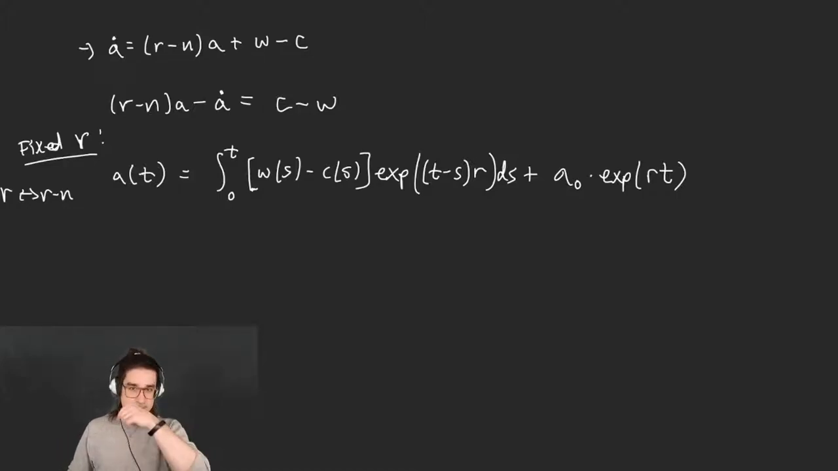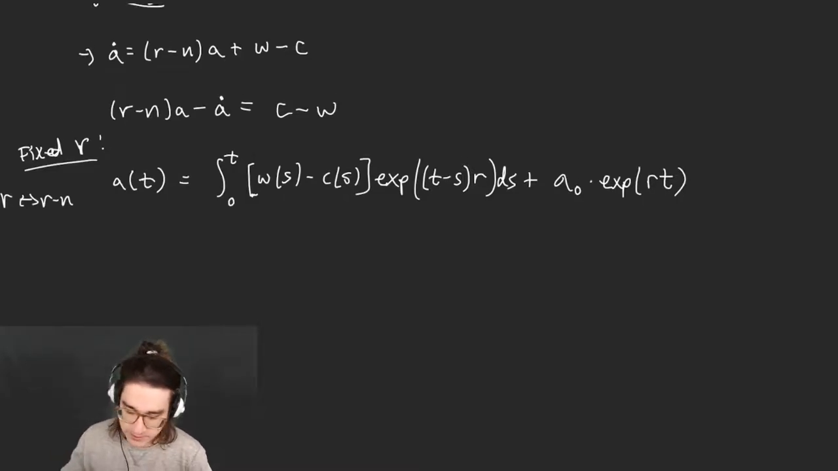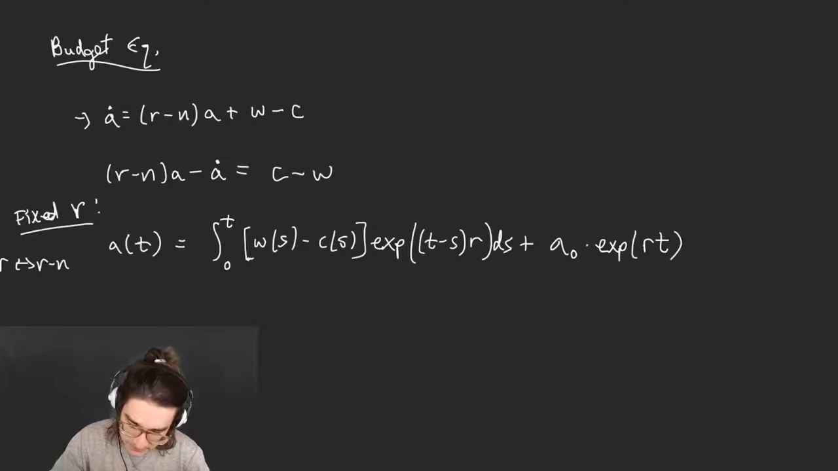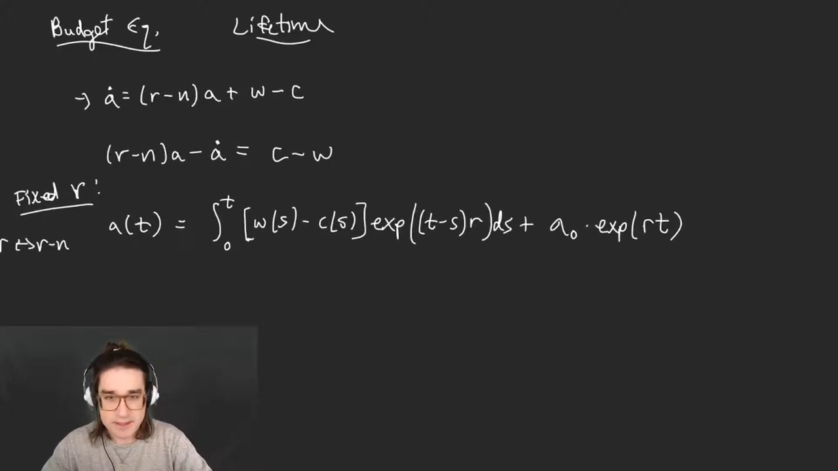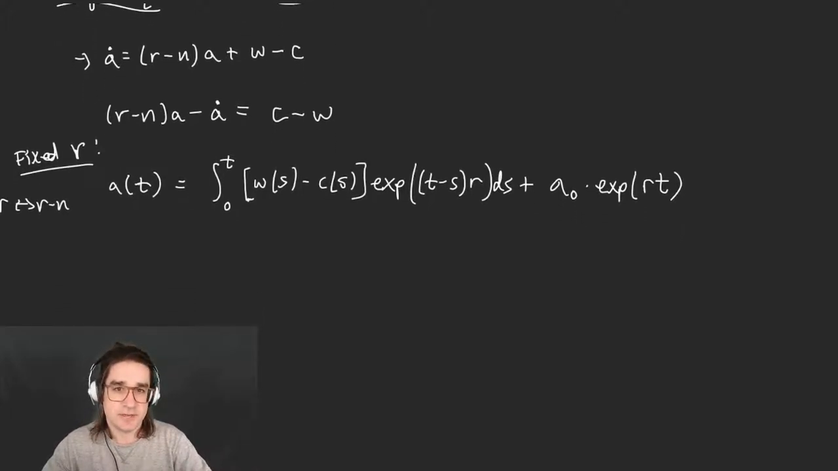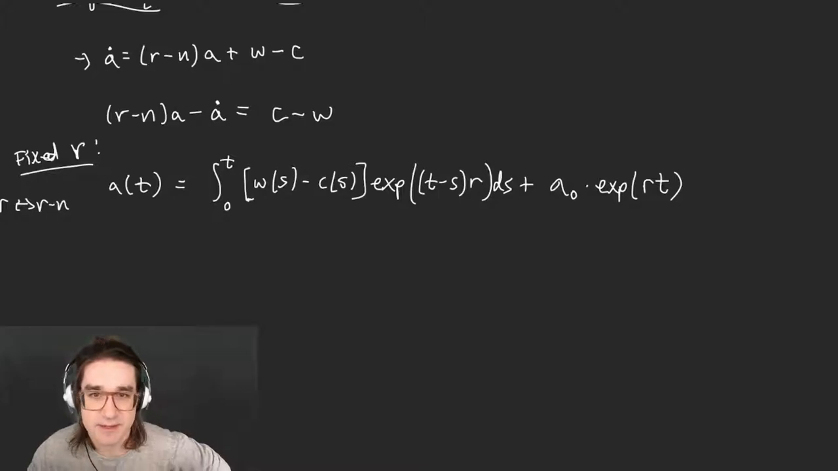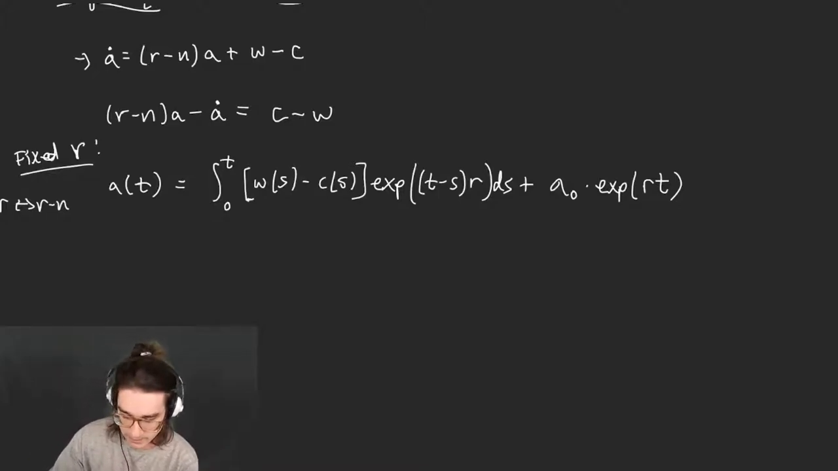So this is all well and good. It's not 100% what we were looking for, because we're looking for what's called the lifetime budget equation, which is the full integral form of our budget equation. The lifetime budget equation is really just an equation overall that's not a function of t, basically. So this is telling us for any t. And how can we do that?